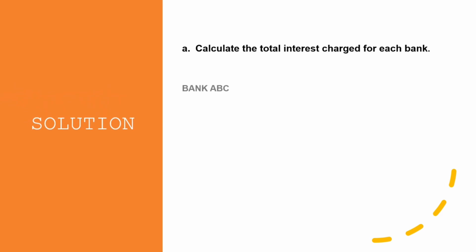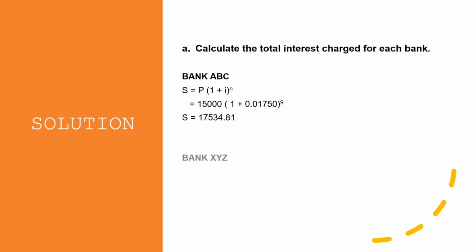Let's look at question A. Calculate the total interest charge for each bank. To find the total interest charge, we have to find the future value first, where we need to use the formula S equals P times (1 plus I) to the power of N. So, to calculate this, replace the values given in the question into the formula.